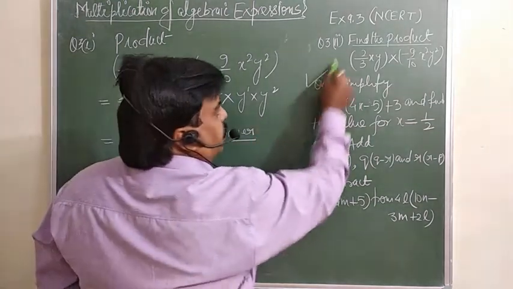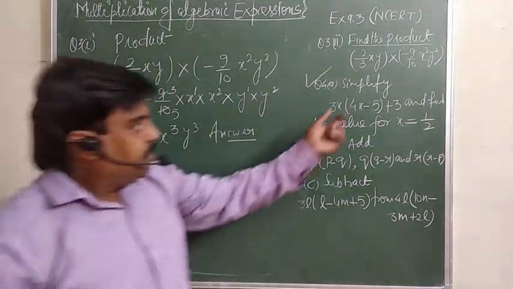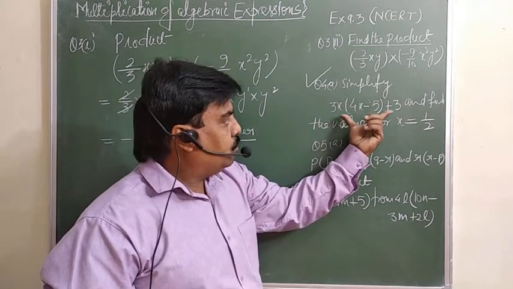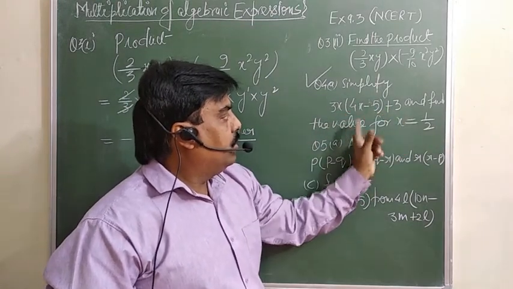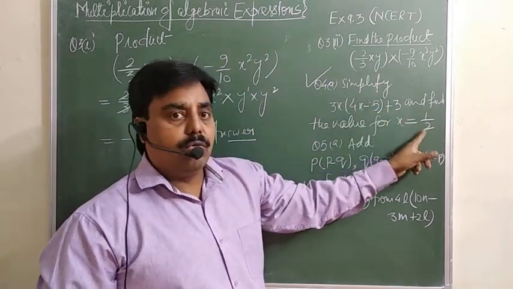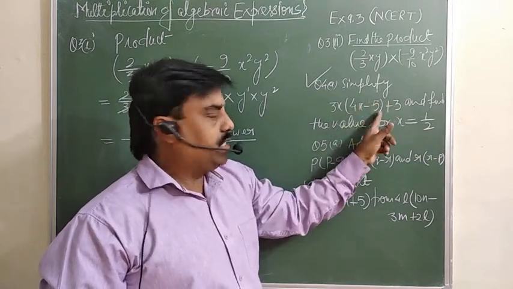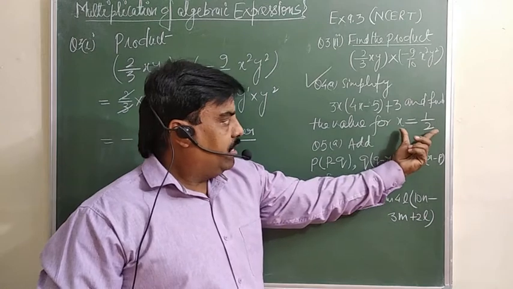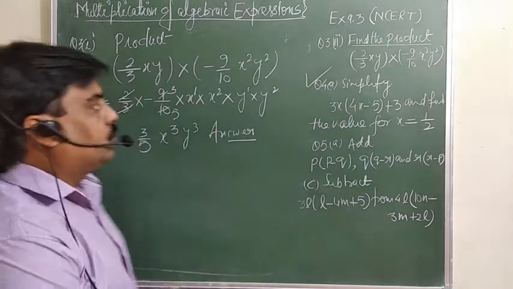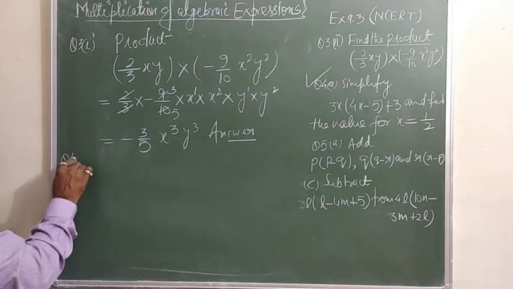Now similarly this is question number 4 A part. He is saying simplify. First you have to simplify this. Then you have to find the value of this one at x equal to 1 over 2. First you have to simplify this. Simplify means you have to remove this parenthesis here. Remove it. Then put x equal to 1 by 2 and find the value. So this is your question number 4A part.